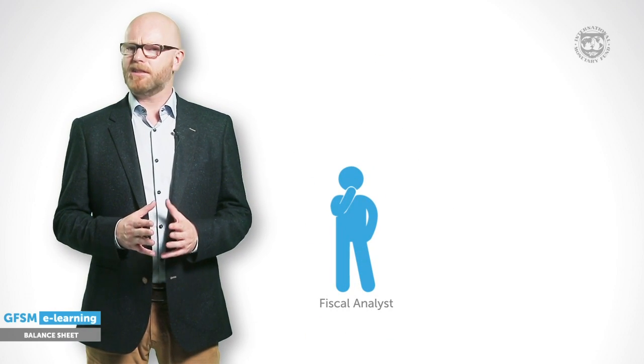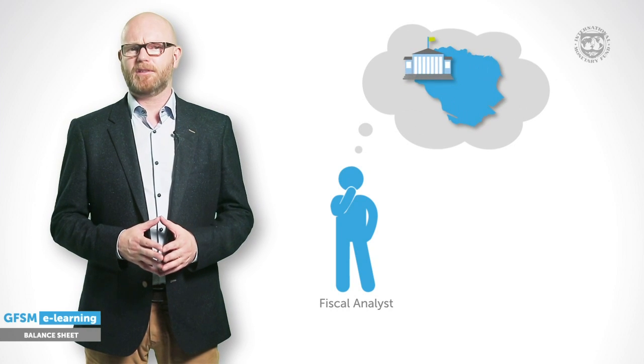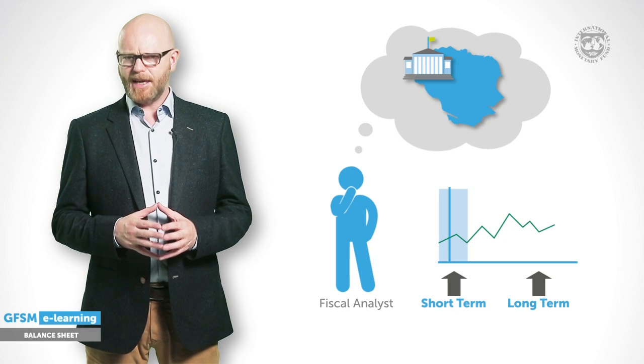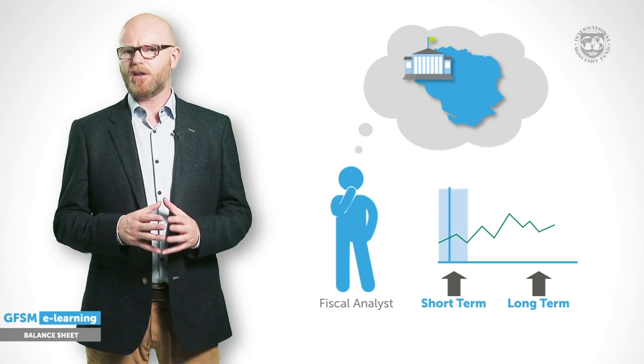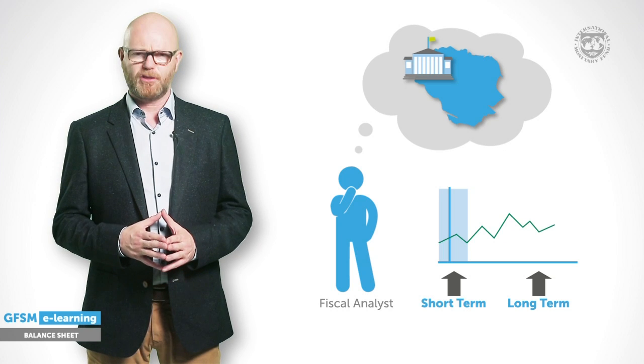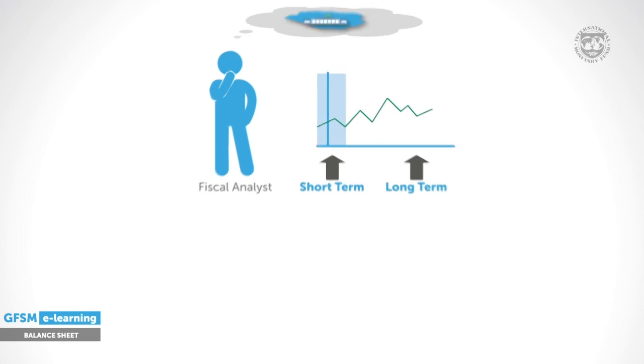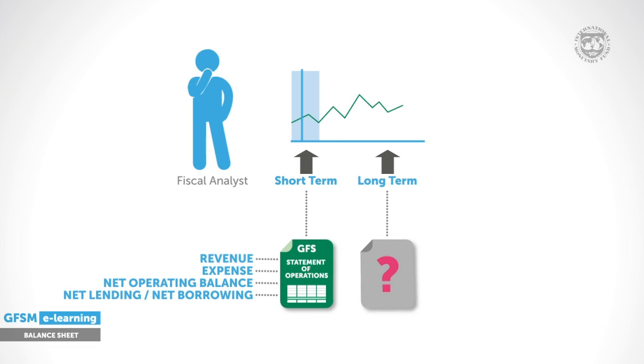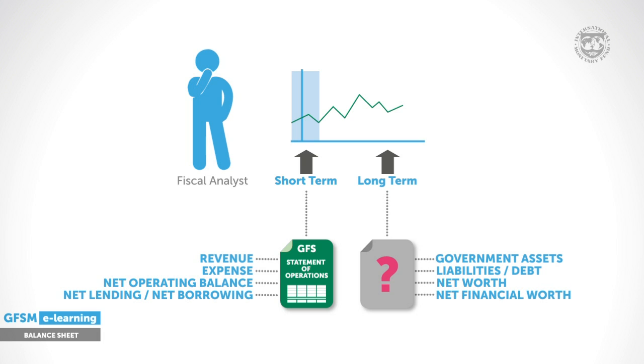Suppose a fiscal analyst is conducting a study of a country's fiscal condition, weighing recent outcomes against the long-term perspective. What data does the analyst need to obtain a comprehensive view of the government's overall financial health? First, revenue and expense data, as well as the respective balancing items from the statement of operations, provide information on recent performance and are highly relevant. But what about long-term perspective? What about government assets, debt and other liabilities and their relation to the fiscal balance? What about the government's net worth and net financial worth?